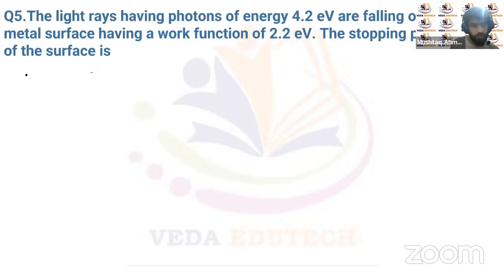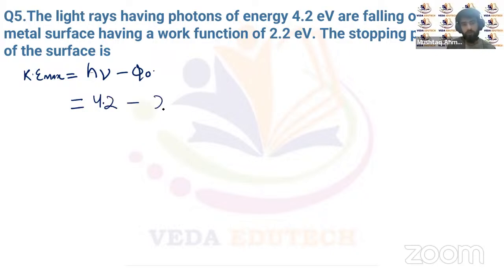Now, in order to calculate the stopping potential, we know the maximum kinetic energy of an electron is h nu minus phi naught, where phi naught is the work function and h nu is the incident electromagnetic energy. The light rays have photons of energy 4.2 electron volts, so the incident energy is 4.2 electron volt, and the work function is 2.2. So the electrons will be moving with a maximum kinetic energy of 2 electron volts.